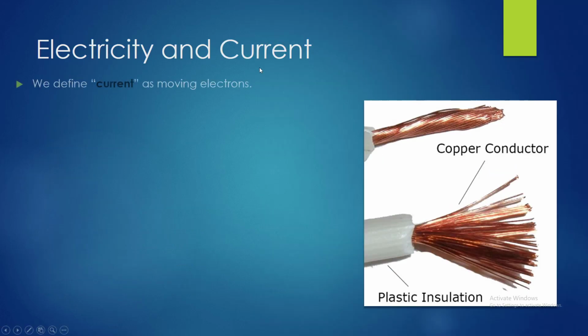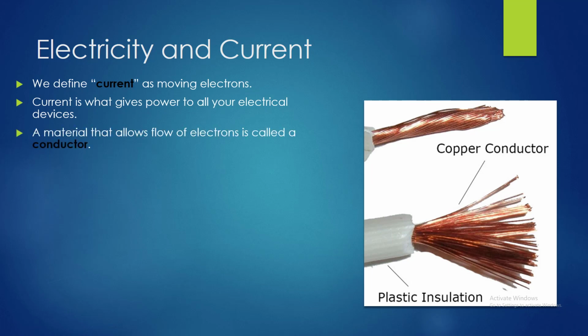Electricity and current. So we define current as moving electrons. As long as those electrons are moving, we have current. And current is what gives power to your electrical devices. You know, you plug in your phone, you're getting electricity from the outlet, which is moving current into your devices.